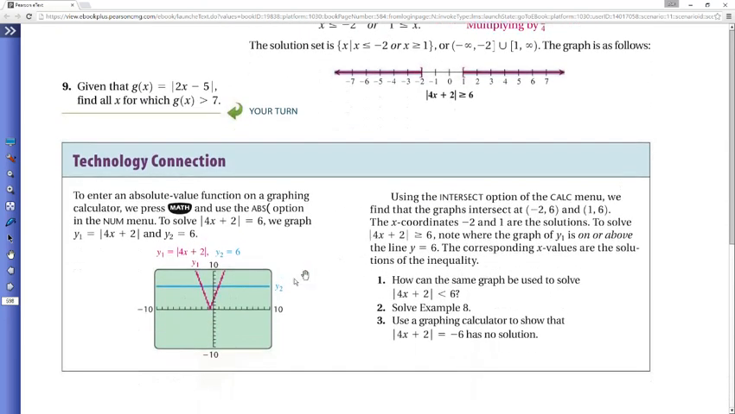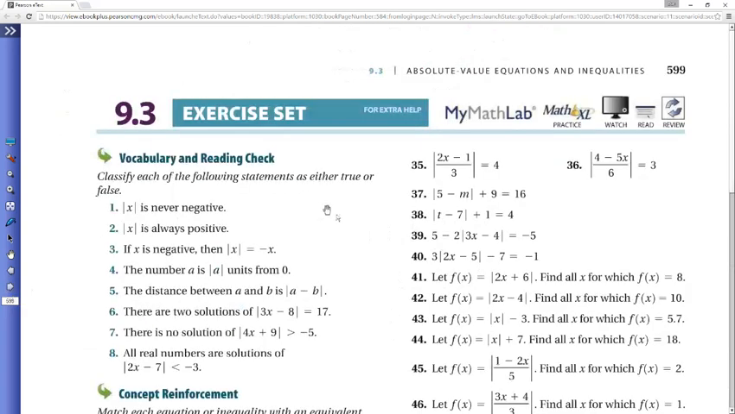So they talk about technology here a little bit on a graphing calculator, which we're not using very much. You go into other math classes, you'll get more into the graphing calculators.